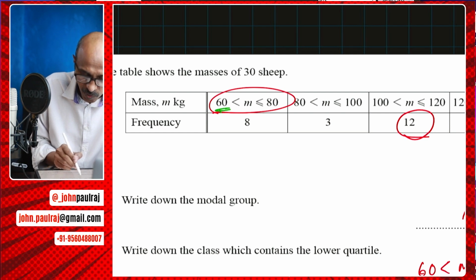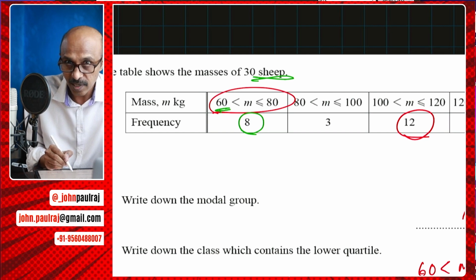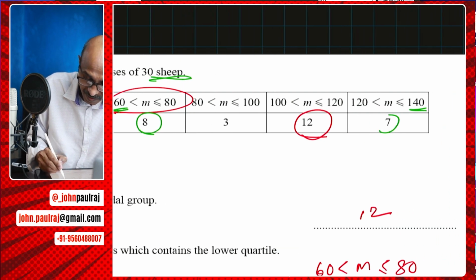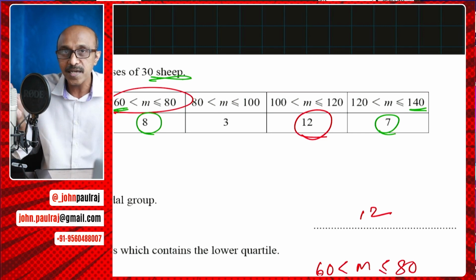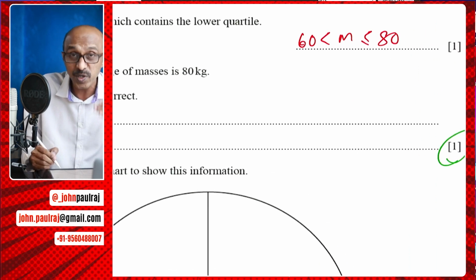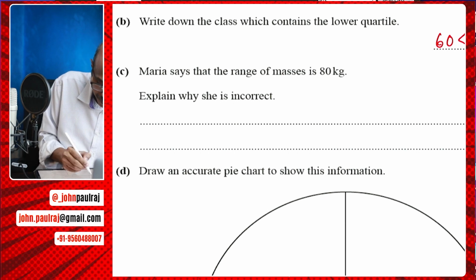Here it is written that from 60 to 80 there were 8 such sheep, right? But we don't know whether 60 was included, right? There's no guarantee. Likewise, for 120 to 140, there were 7 such sheep present in the data, but we don't know whether 140 was there or not, right? So there is no guarantee, no certainty. And by the way, this is just one point, so you don't have to write an essay. You can just say that there is no certainty.